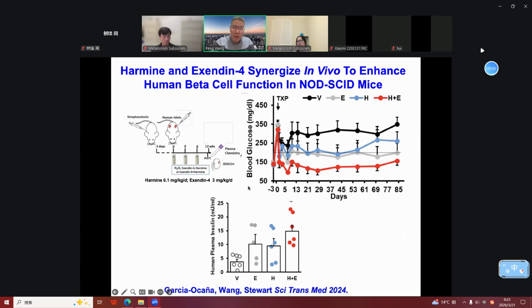effects together. So as you can see the data here, harming and extended fall can have the synergistic effect. After 1 week treatment, it will reduce the blood glucose to the normal glucose level. We follow up for about 3 months, and we can see that it's staying in the normal glucose level for the 3 months. We also found that this harming extended fall treatment can increase the plasma insulin level as well.